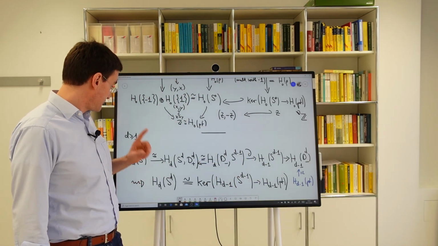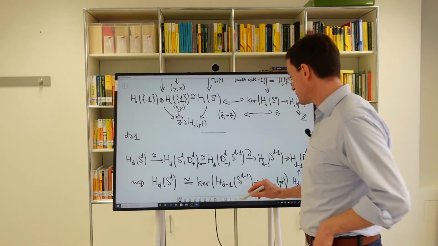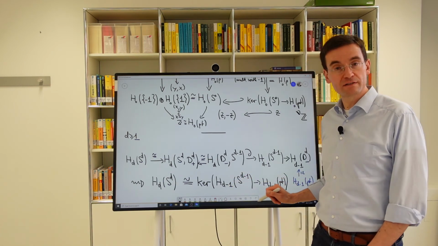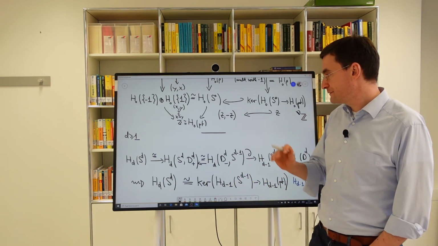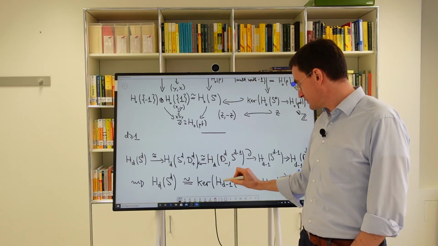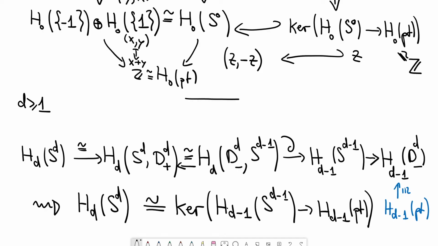Now, if D is equal to 1, then what we have here is what we just looked at. It's H0 of S0 to H0 of the point. If D is greater than 1, then this term vanishes, and we just have here HD minus 1 of the sphere S^(D minus 1). So again, if D is greater than 1, we get an isomorphism between HD of SD and HD minus 1 of S^(D minus 1).